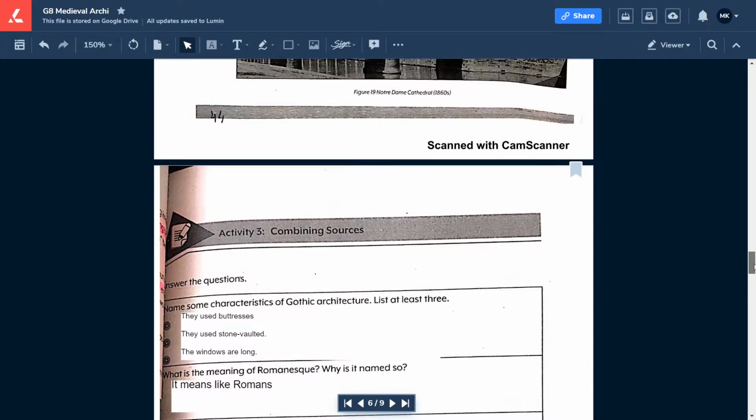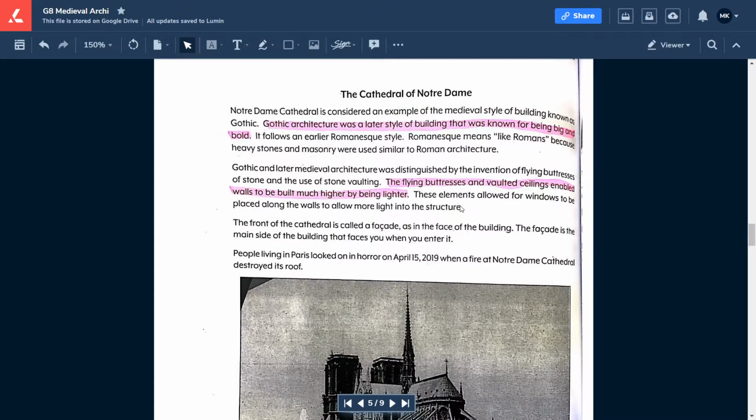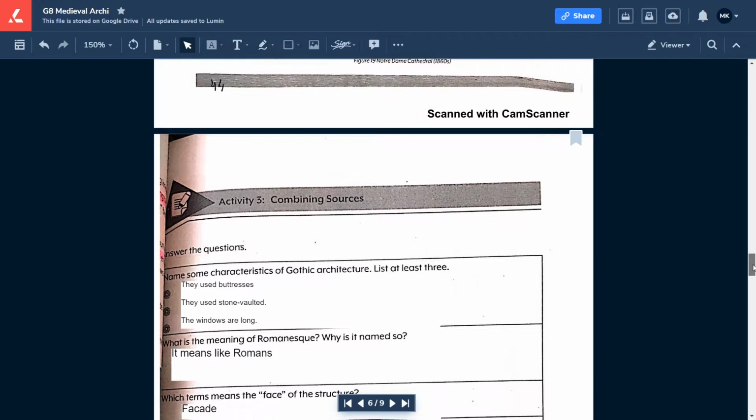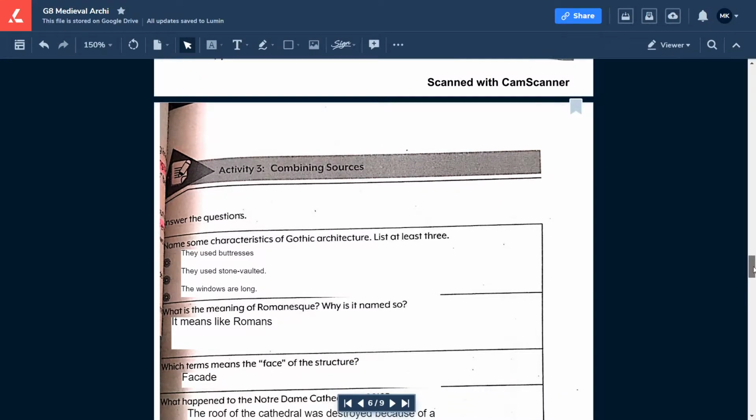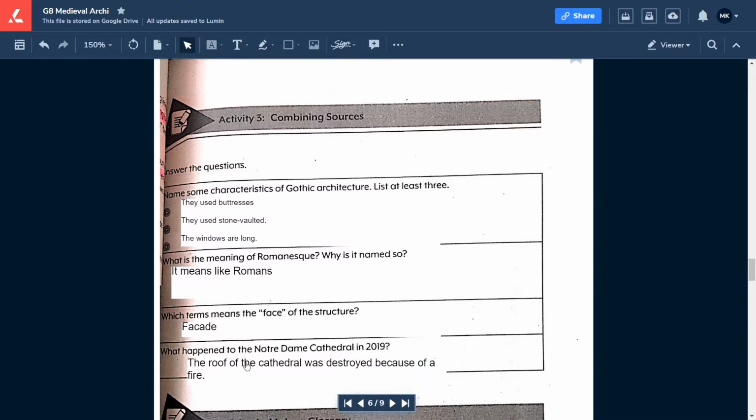Okay, number 2, what's the meaning of romantic? Romantic means what? Let's see. It means like Romans. Question number 3, what term means face of the structure? Facade. Okay, then we said what happened to Notre Dame Cathedral in 2019.